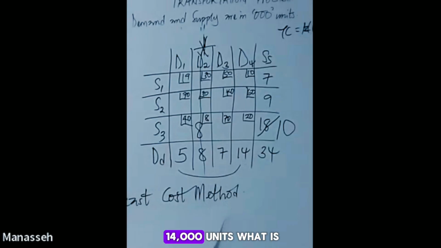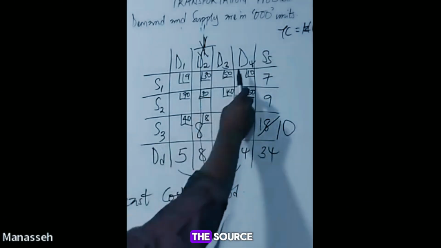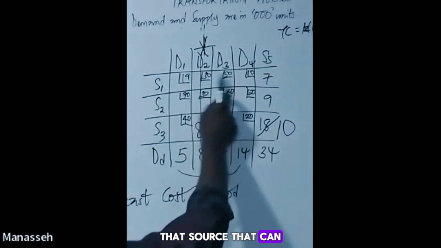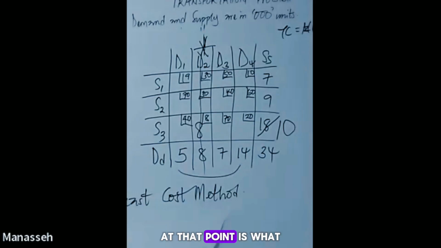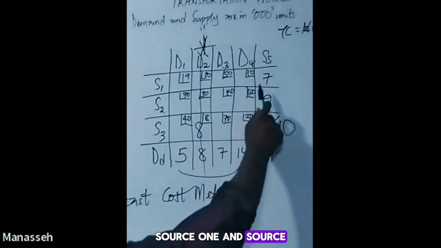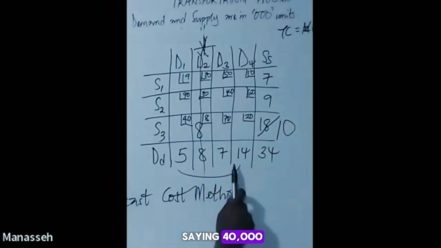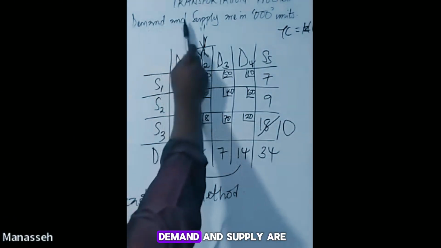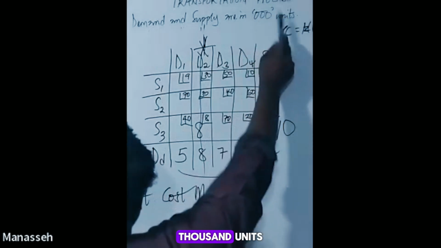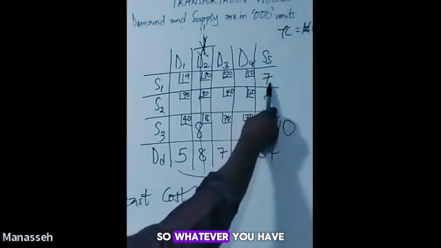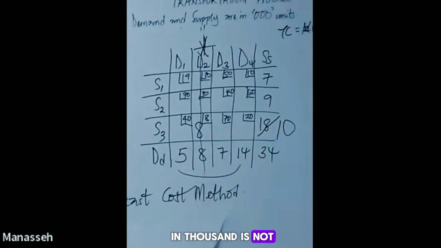The level of demand is 14,000 units. What is the source that can meet that demand? Source 1. And source 1 capacity is 7,000 units as we have here. Now, I'm saying 7,000 because remember we said demand and supply are in 1,000 units. So whatever you have here is in 1,000, it's not just 7.